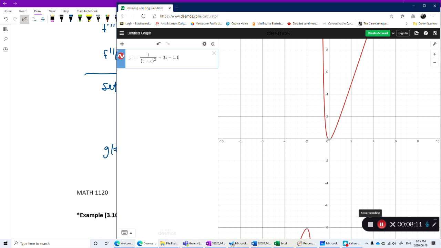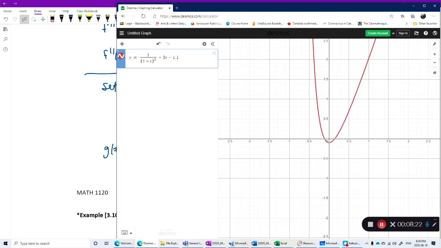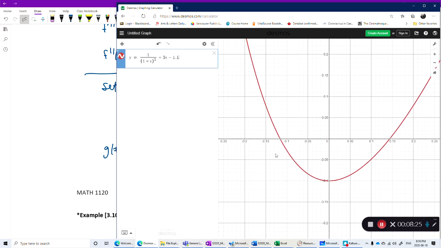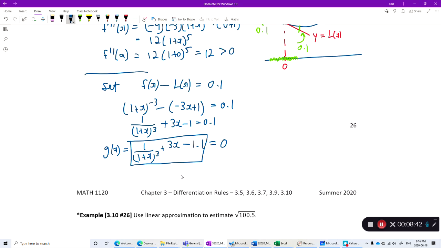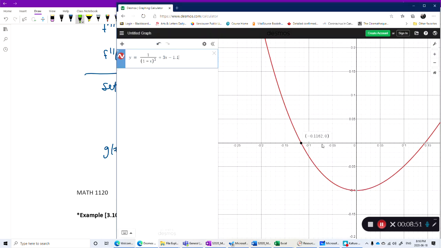So what are we doing? We're looking for the places where this equals 0. Now I can't just do that here in Desmos, but I can zoom in and look for the points where it equals 0. And look at that, there are exactly 2 points. If I select this point, I can get an exact answer here. I'm not sure if it's exact or approximate, but that's one of them, negative 0.1162.